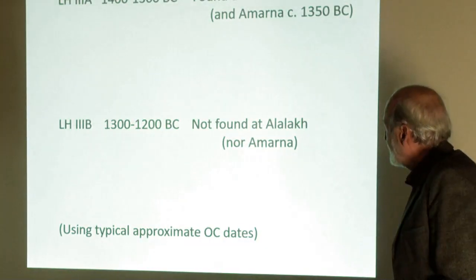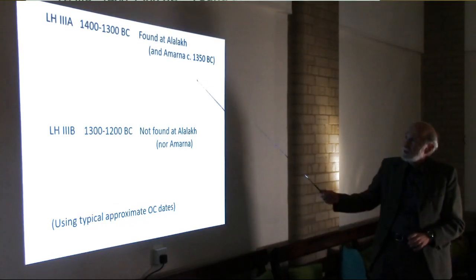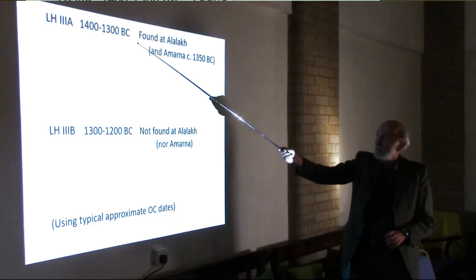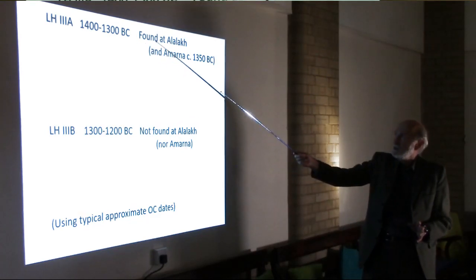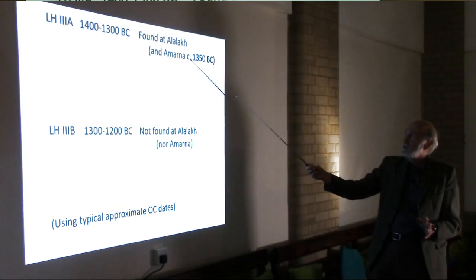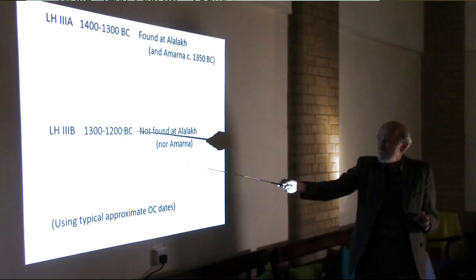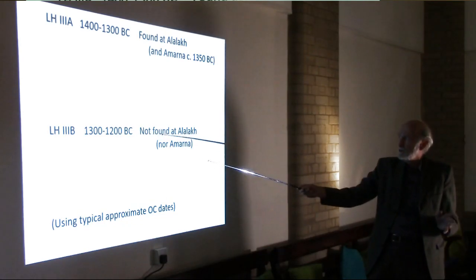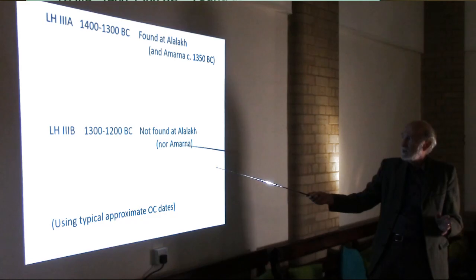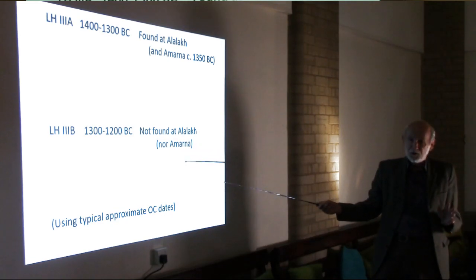Using approximate orthodox chronology dates, Late Helladic 3A is typically dated in the 14th century, and it's found at Alalakh and at Amarna, which is dated about 1350 BC, Amarna in Egypt, of course. And that's followed by Late Helladic 3B, usually dated in the 13th century, not found at Alalakh or at Amarna. Amarna, of course, being relevant for the Amarna letters and Ashurubalit.